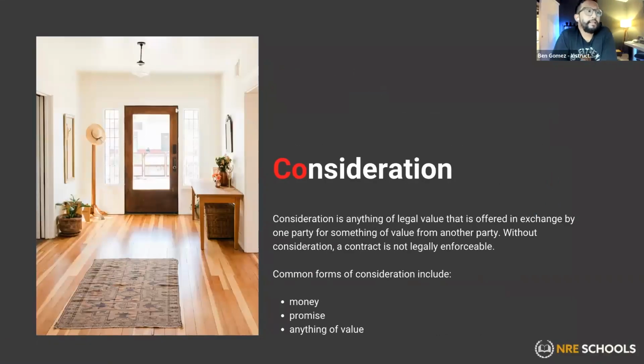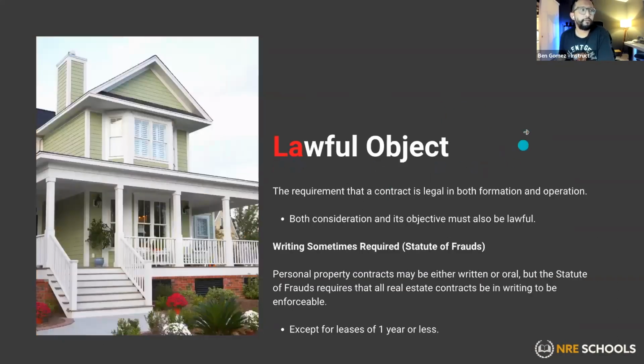Consideration is anything of legal value that is offered in exchange by one party for something of value of another. Common forms: money, a promise, anything of value. Consideration is going to be part of that contract. And then the lawful object: it has to be something lawful. You can't make a contract for something that is illegal, like an illegal substance. I'm going to write this contract for you. Carla, you and I are going to generate this contract for $1 million for an illegal substance. Object has to be lawful.